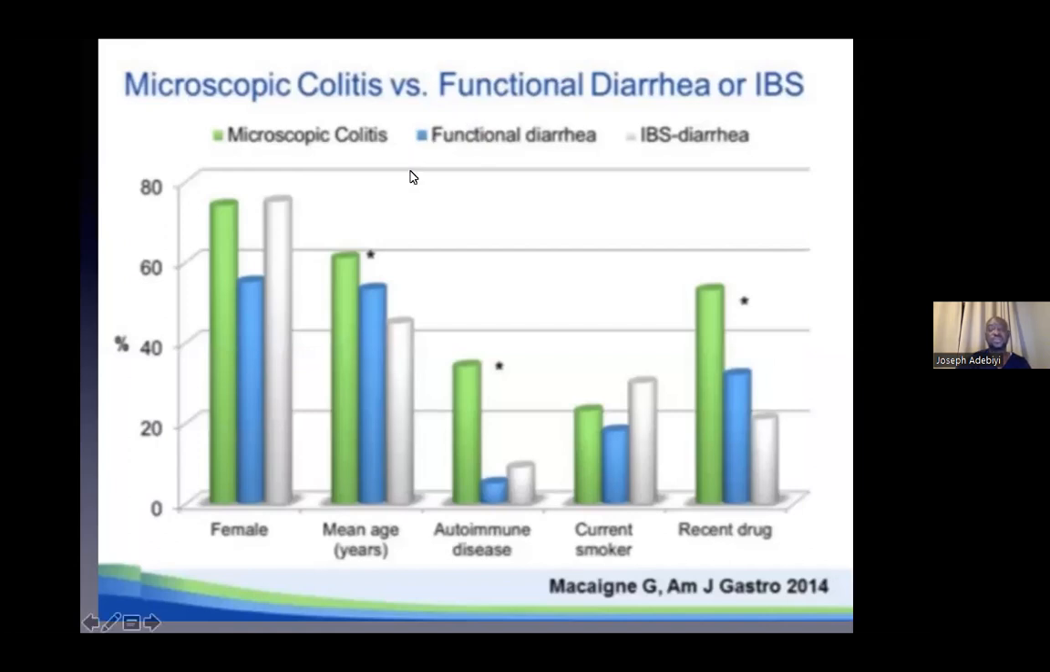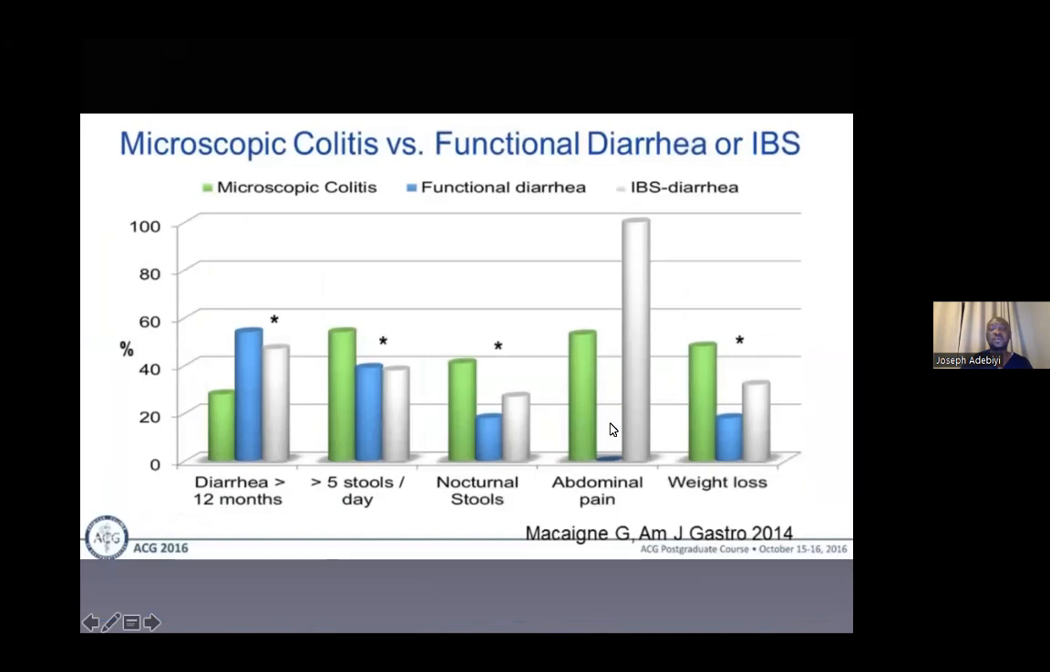And then you also want to differentiate patients who have microscopic colitis from patients who have functional diarrhea, as well as patients who have IBS. Looking at gender, most of the patients with microscopic colitis are female, less so in patients who have functional diarrhea, and again less so with patients who have autoimmune diseases. Looking at the amount of diarrhea in the three conditions, there is more diarrhea in patients with functional diarrhea compared to microscopic colitis. And abdominal pain is also more prominent in patients who have IBS.